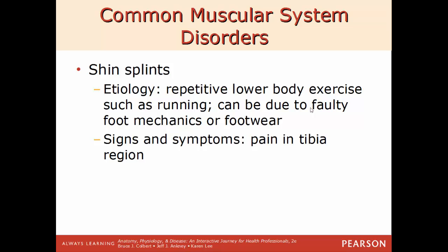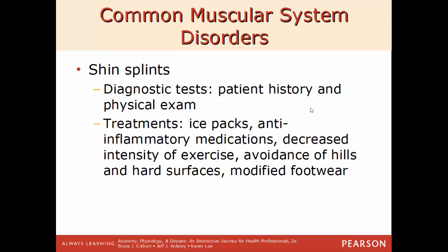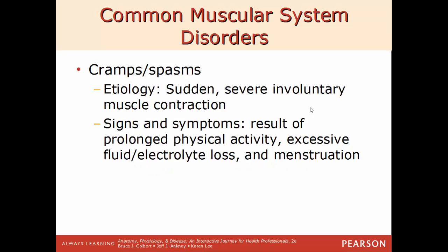Shin splints. Etiology: repetitive lower body exercise, such as running, is a good example of this. It could be due to improper fitting footwear or improper foot mechanics. Some signs, obviously, pain in the tibia region of the lower leg. Way to diagnose this: physical exam, patient history. Treatments: ice packs, anti-inflammatory meds, decreasing how much exercise you do to give it time to heal, maybe modifying the footwear, maybe more properly fitting.